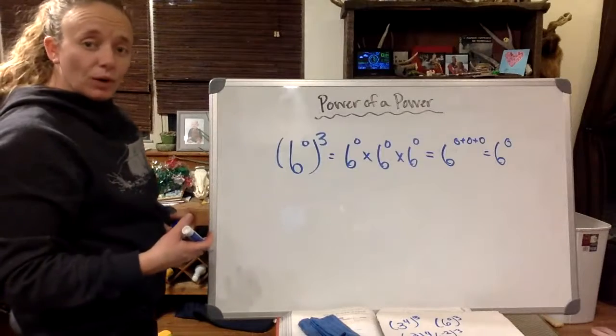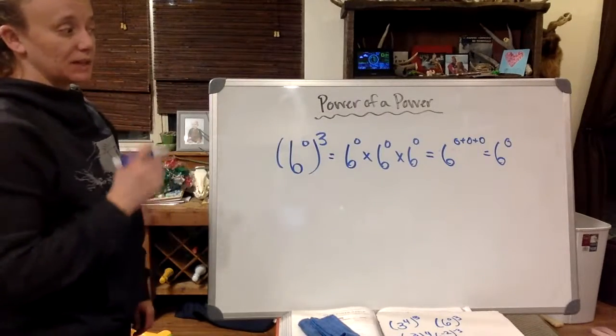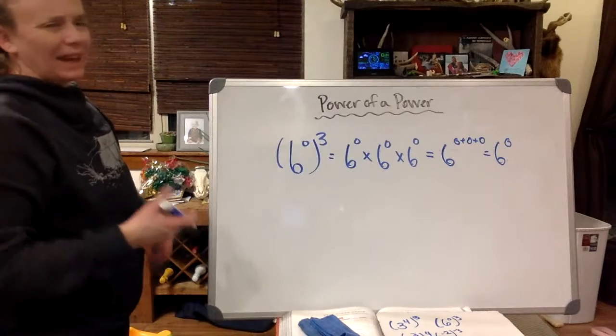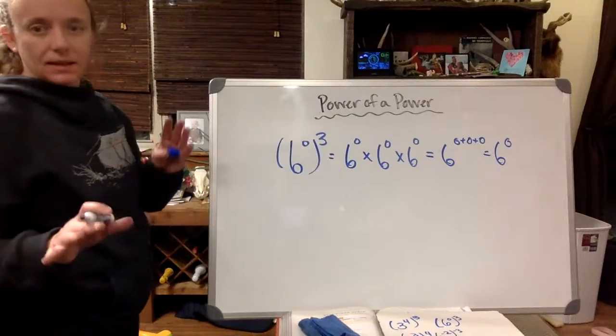Written in exponent form. Now I highly suggest you actually do the math on this one because the exponent is not too big. Like 3 to the 20th, I don't ever want you to figure that out. That's an insane number.